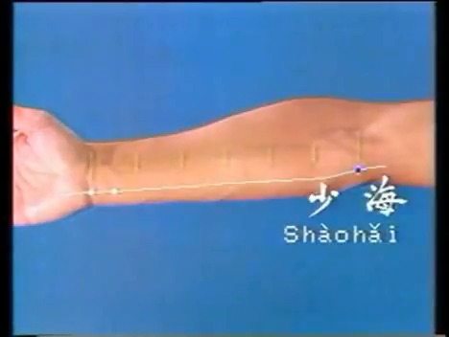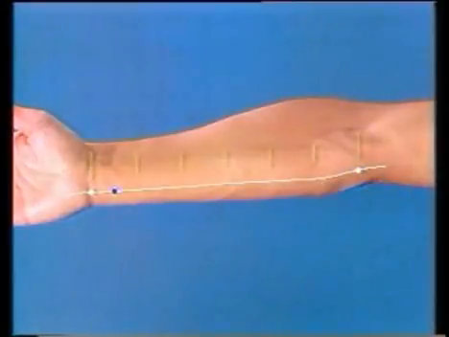Shaohai, heart 3. With the arm flexed, at the midpoint of the line connecting the medial end of the cubital crease and the medial epicondyle of the humerus. It is the He sea point of the heart meridian. Indications: cardiac pain and numbness of the hand. Puncture 0.3 to 0.5 cun or apply 10 to 20 minutes moxibustion.